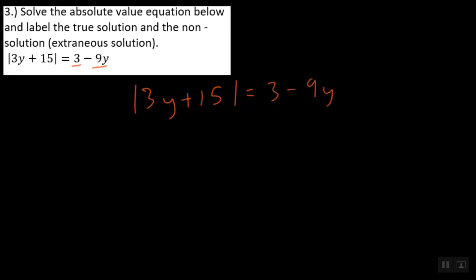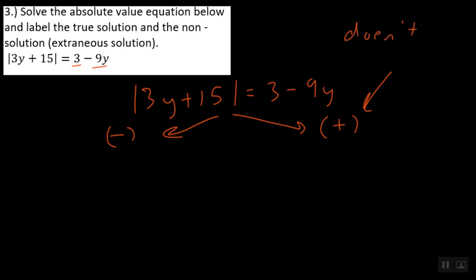Now, we're going to have to do our split, okay? And over here, let's write our negative version, and let's write our positive version. And y'all, the positive version, I cannot stress this enough, it's so easy because it doesn't change, okay? Yeah, it doesn't change. So I can literally copy this as I see it for the positive version: 3y plus 15 equals 3 minus 9y.